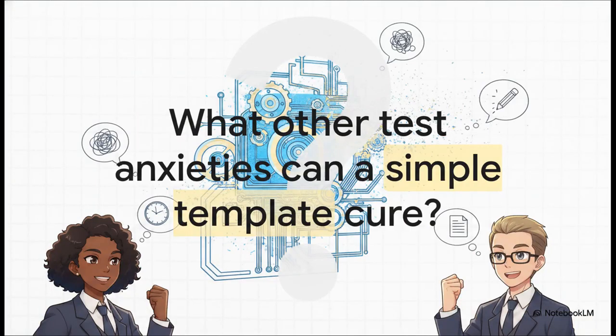So I want to leave you with this thought. If an impossibly complex data graph is really just 3 key factors hiding behind a simple template, what other test anxieties can a structured system like this completely cure? Remember, the test is a machine, and machines love structure. Apply this blueprint, silence the panic, and go claim those points.